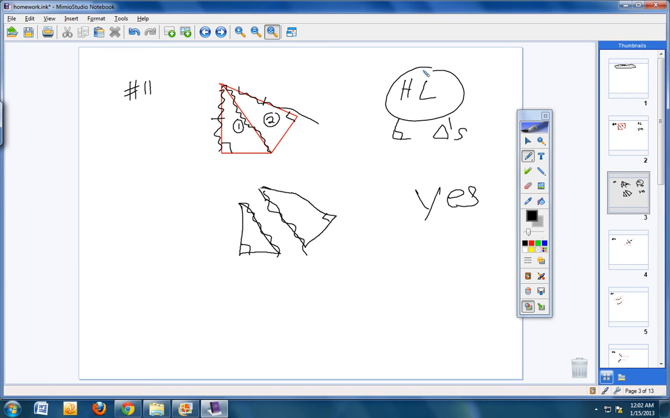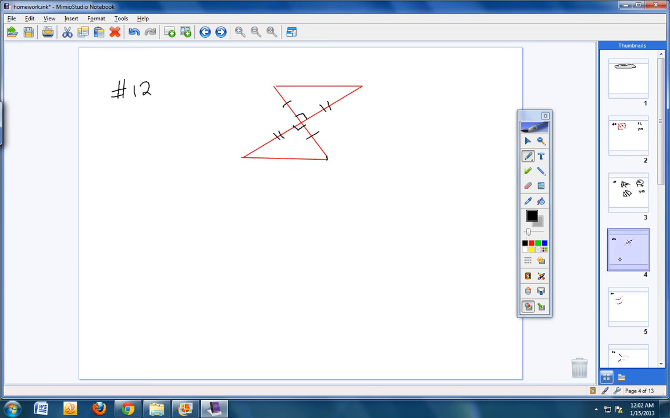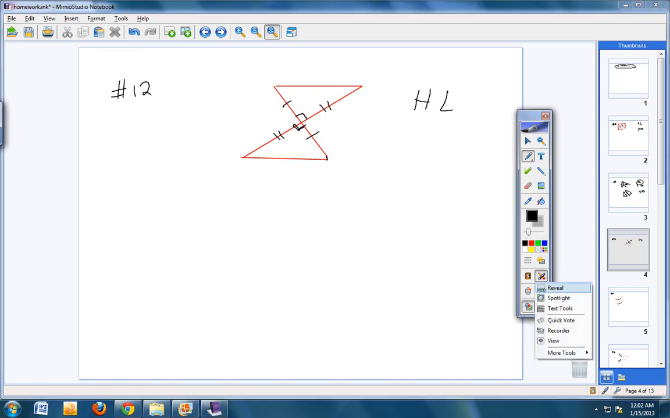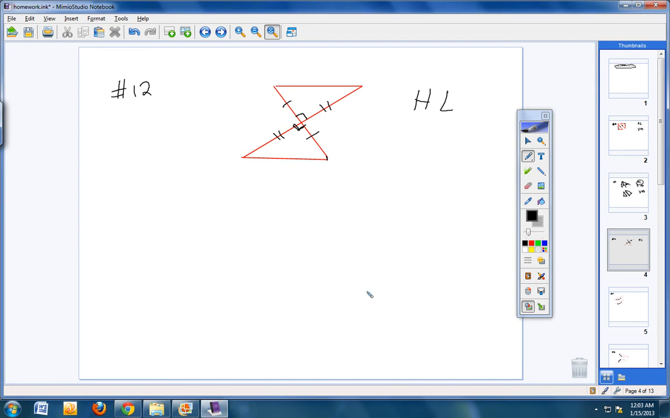Moving on to number 12. All right. Can we use HL? Well, first of all, we have to have right triangles, and that's a right angle symbol there. All right, do we have right triangles? Yes, we do. Triangle number 1 is a right triangle. Triangle number 2 is a right triangle.